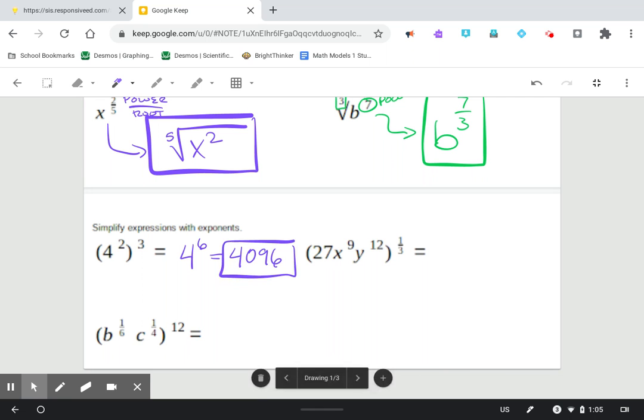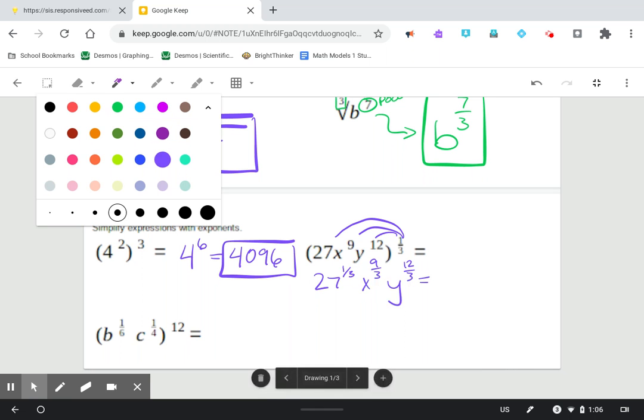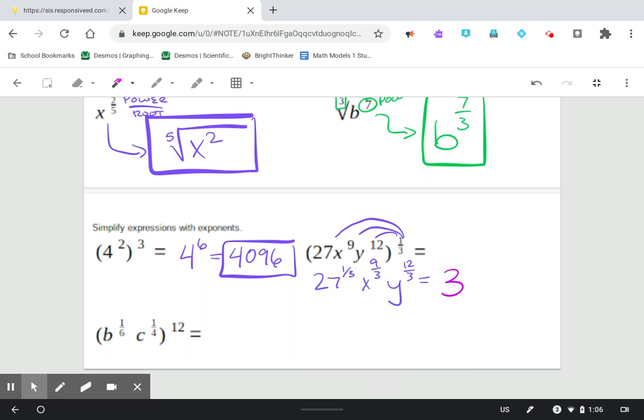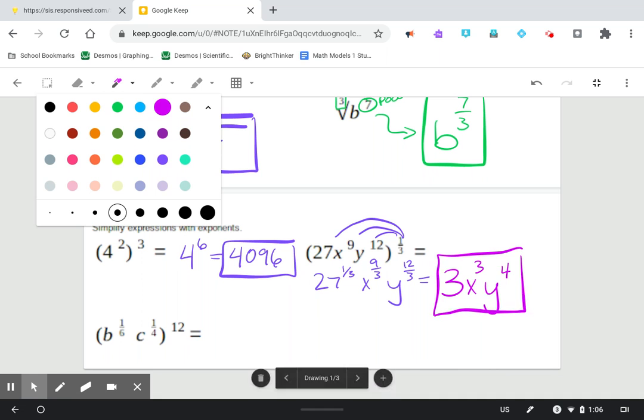Looking at this next one, this is slightly different. We're going to distribute, in a sense, this 1/3, which means it's going to look like this: 27 to the 1/3, x to the 9 over 3, because 9 times 1/3 is 9 over 3, and then y to the 12 over 3. 27 to the 1/3, you can use a calculator for that, but you'll get the answer of 3. X to the 9 over 3 makes x to the third, since 9 divided by 3 is 3. And then 12 divided by 3 is y to the fourth. And that's pretty much it.